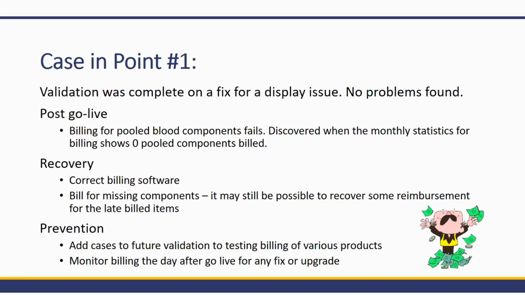The prevention, of course, was we were going to add a test and make sure we had a pooled component that was transfused and made sure that it billed. Our previous test cases had only used red cells and plasma and an unpooled platelet. And of course, we're going to monitor billing, not just waiting a month, but we're going to monitor billing on a daily basis after our next change.